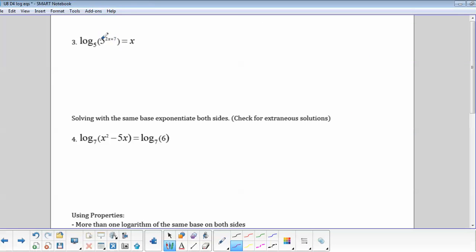Okay, in problem 3, you can either say that log base 5 of 5 is going to cancel because it's the same base and you'll have 2x plus 7 equals x, or you could rewrite it and you would have 5 to the x equals 5 to the 2x plus 7, and you know that once the bases are the same, the exponents have to be the same. So subtracting 2x from both sides, you get negative x equals 7, and dividing by negative 1, you would get x equals negative 7.